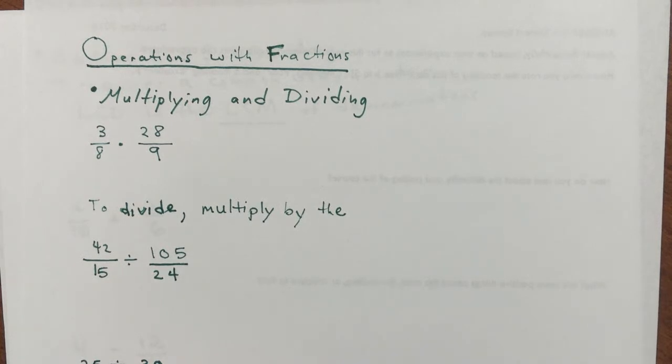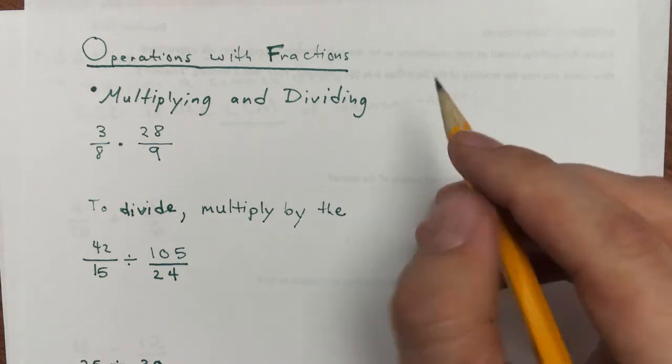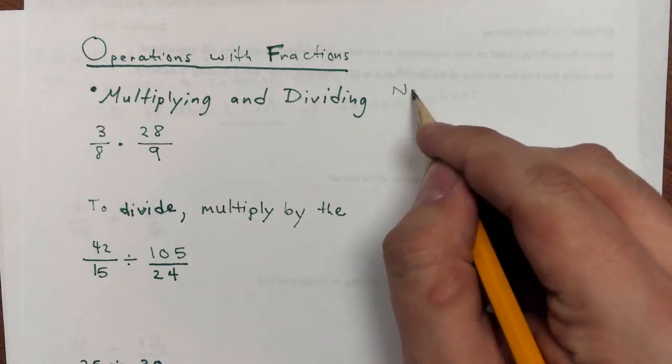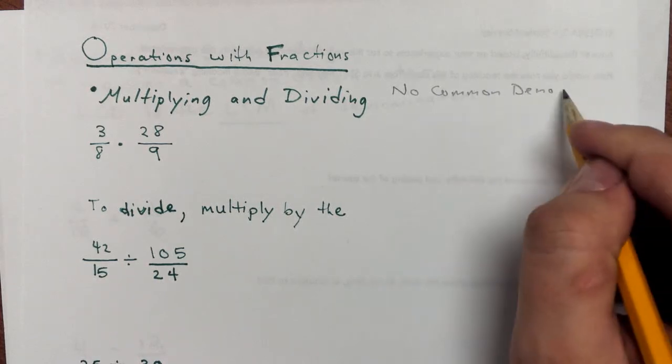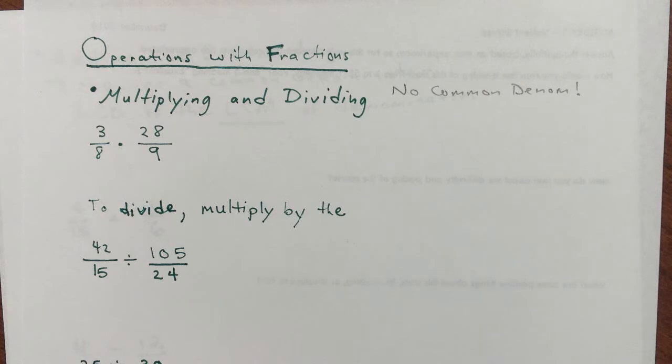So first off, for multiplying and dividing, it's very important that you understand you do not need a common denominator. Please do not find a common denominator. If you do, you are literally just adding time onto the work that you are doing. There is absolutely no need for a common denominator, so please don't find one.